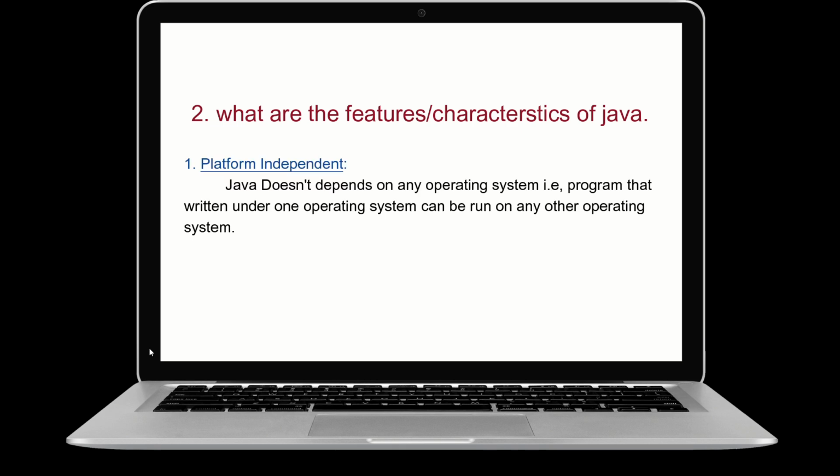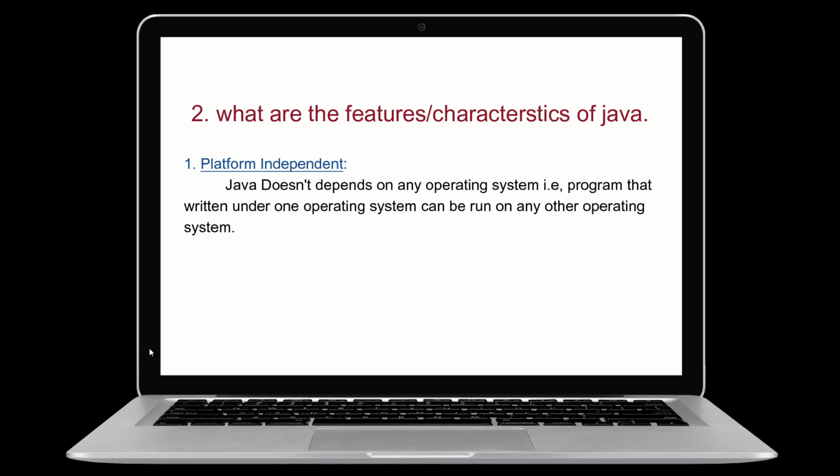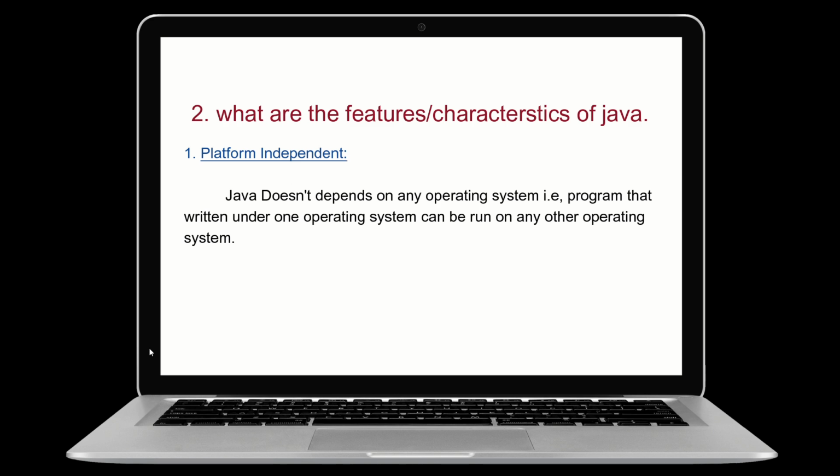Java doesn't depend on any operating system. That is, a program written under one operating system can be run on any other operating system. Java is like a universal translator for programs. When you write a program in Java, it doesn't matter if you're using a Windows computer, a Mac, or a Linux machine. The Java program you create can run on any of these operating systems without needing any changes. This is because Java doesn't depend on the operating system itself.